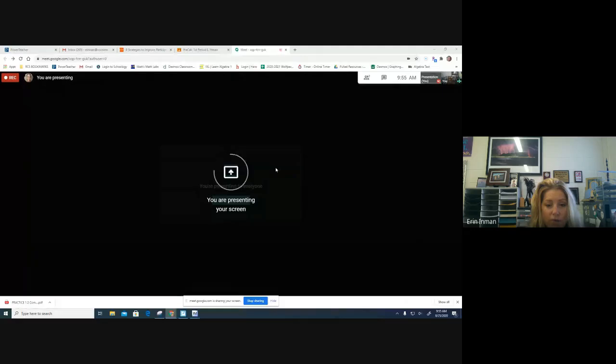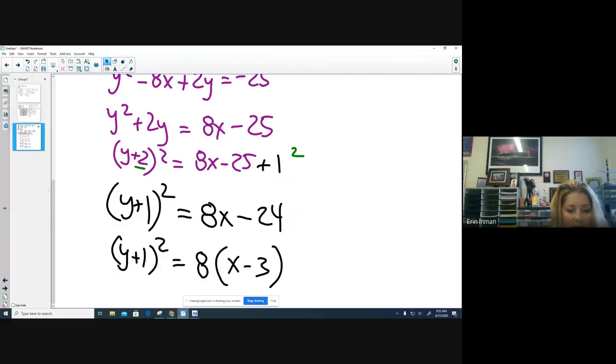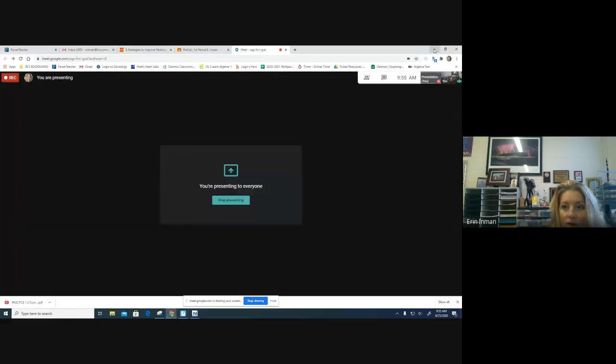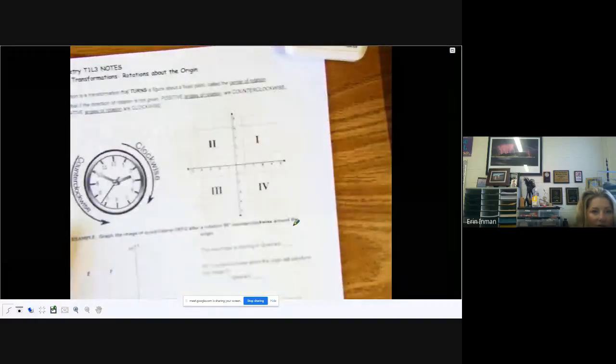Remember, rigid means the pre-image and the image are geometrically congruent after the transformation occurs. So you're looking at essentially the exact same shape. Sorry, let's get to the right screen here. Okay, so there are a couple things.